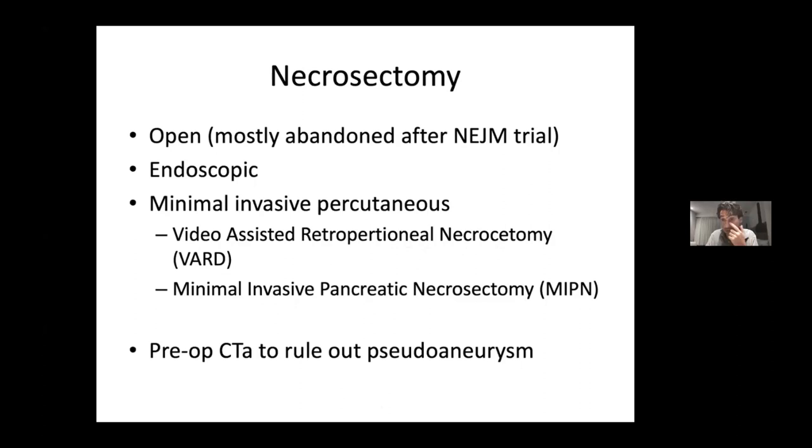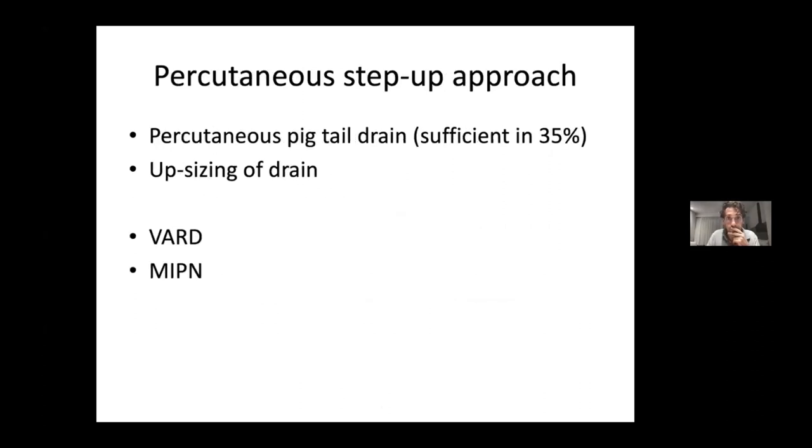So again, the necrosectomy is a way to get rid of necrosis. Open necrosectomy has been, again in the Western world, mostly abandoned after the New England Journal of Medicine trial. Endoscopic is a way in, percutaneous is a way in. I'll go through these in later slides. So with both the endoscopic and the percutaneous approach, if you just put a drain in, that will be sufficient in about 35 to 40% of the patients. They will never need a necrosectomy. But if they don't get better, then obviously you have to upsize the drain and then go for a more aggressive approach.